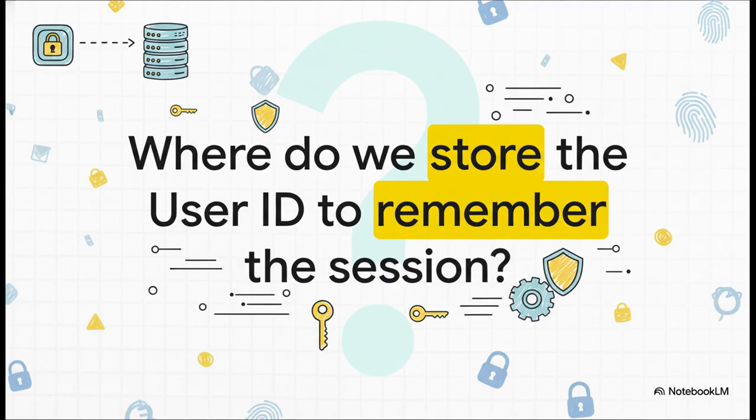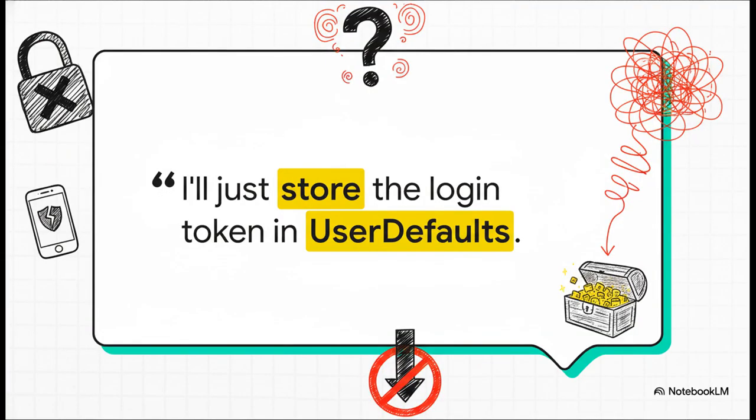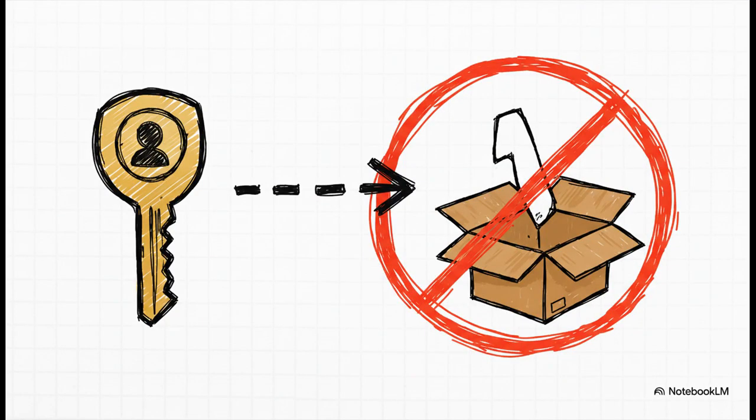Where do we actually store it? Where do we put this sensitive piece of data so the app can find it again the next time it starts up? Now, I know what you might be thinking. A lot of developers, especially when they're just starting out, have this exact thought. I'll just toss it in user defaults. It seems so easy, right? It's right there, it's convenient, but it is a huge mistake. Yeah, please don't. Just don't do it.